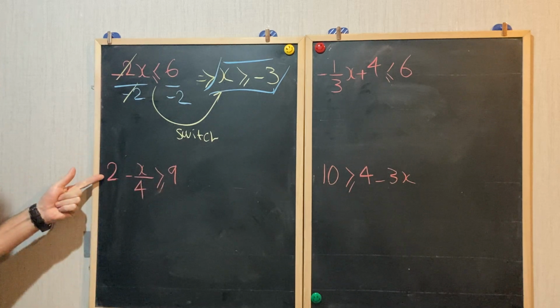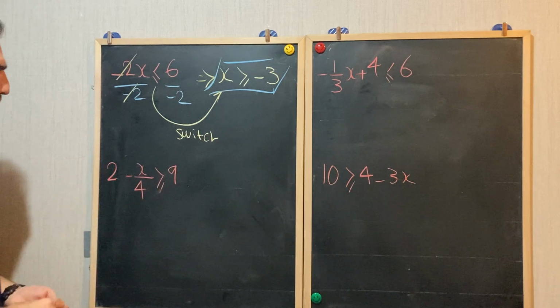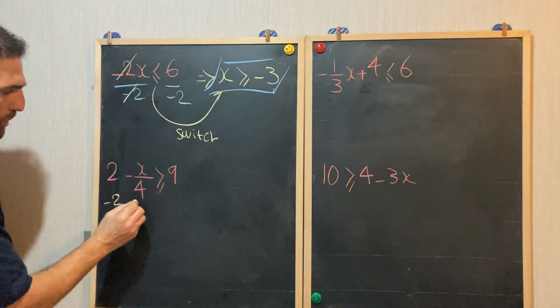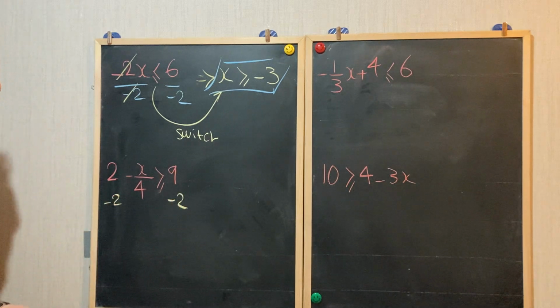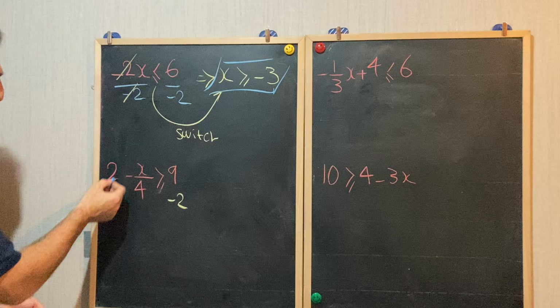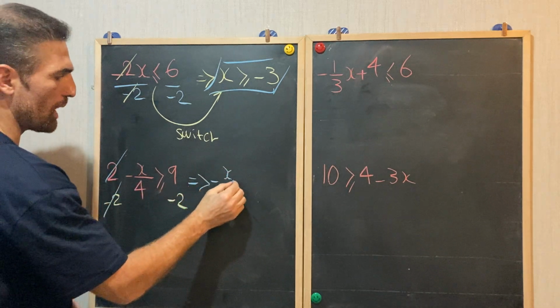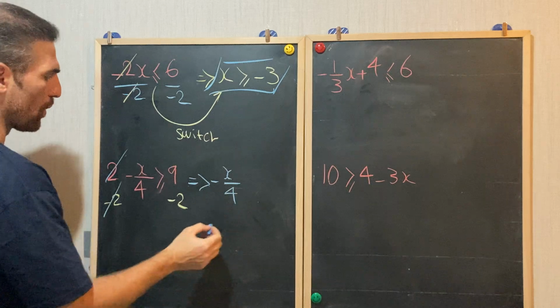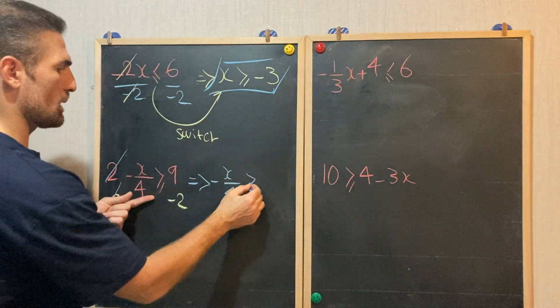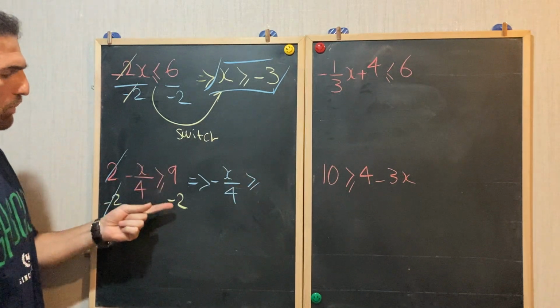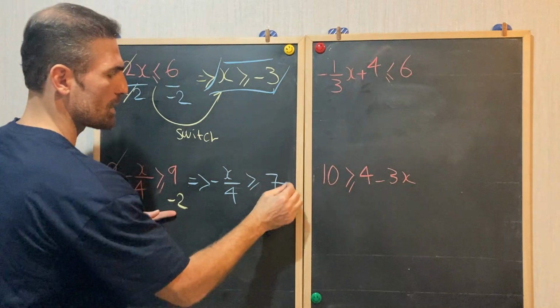Next one. 2 minus x over 4 is greater than or equal to 9. Step 1. Here we have positive 2. Both sides minus 2. Okay. What is the next step? 2 minus 2 cancel out. Left side negative x over 4 is greater than or equal to 9 minus 2 equals 7.